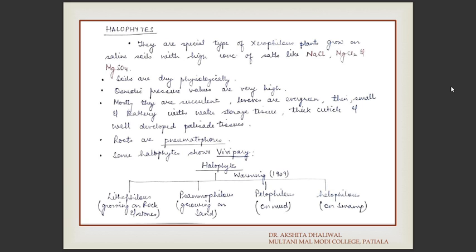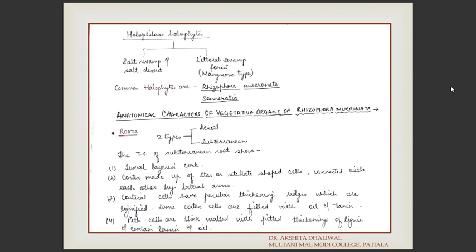So mainly halophytes are divided into four categories according to Warming in 1909. These communities are lithophilous, psammophilous, pelophilous and helophilous. As the name indicates, lithophilous are growing on rocks and stones, psammophilous on sand, pelophilous on mud and helophilous on swamps. Thus, helophilous are further divided into two: salt swamp or desert swamp, and littoral swamp forest.